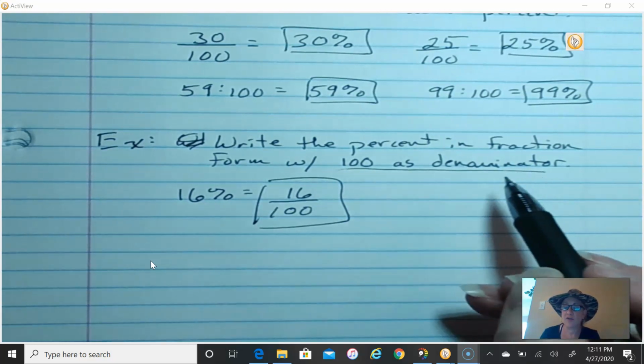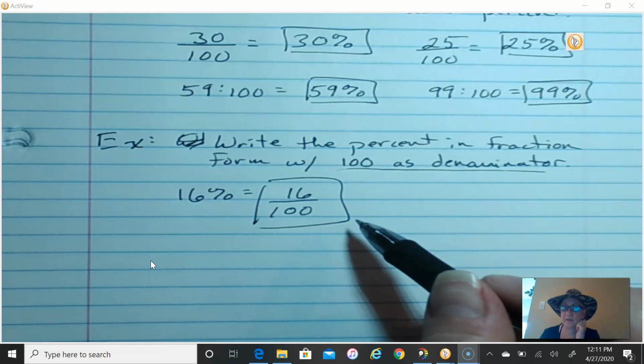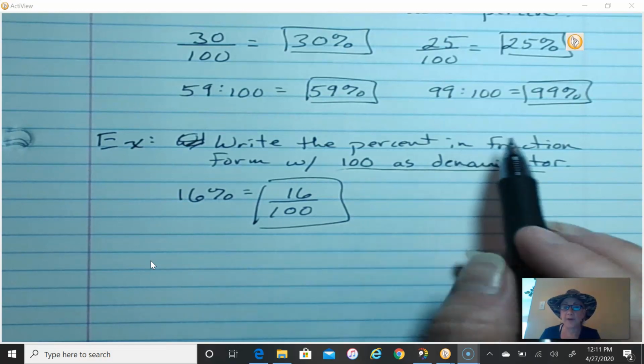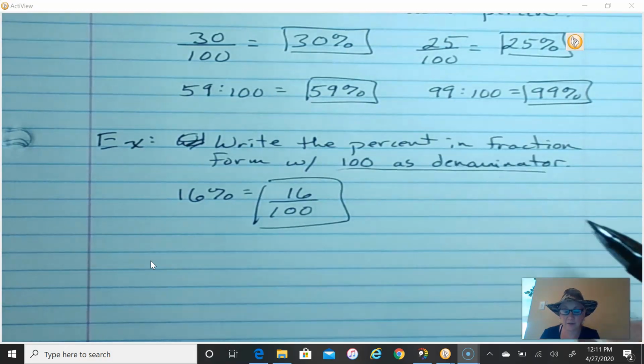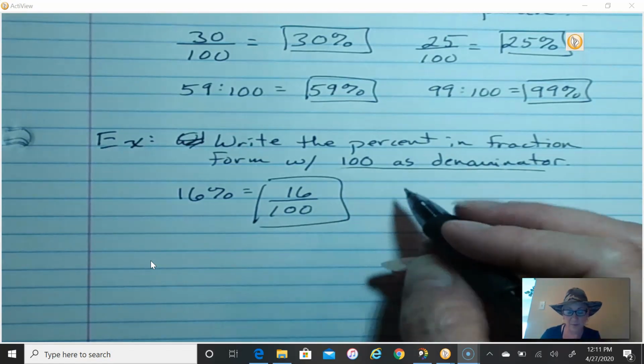Now, normally, you would reduce this fraction, put it in lowest terms. But the directions did not tell you that. Now, the next directions I'm going to write down tell you to do that. So, key thing here, directions. When you're doing your homework, you better follow directions. Got it? Follow directions. I will count off for not following directions. Okay, let's do another example.